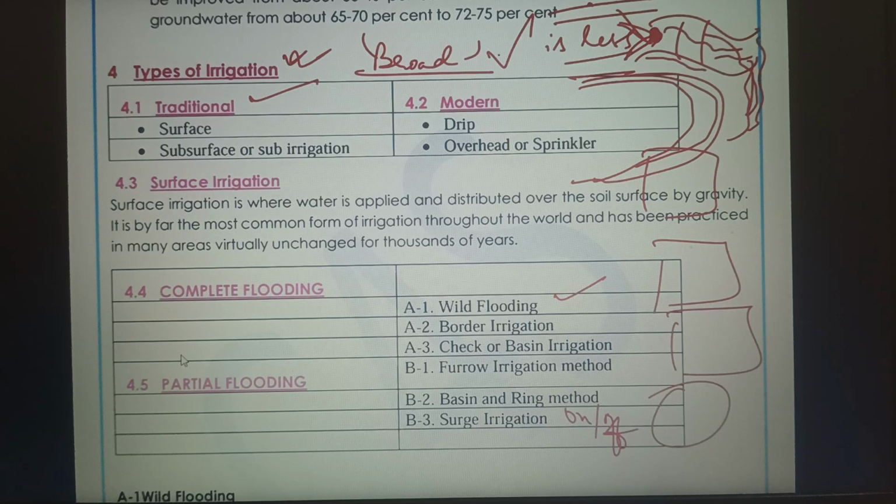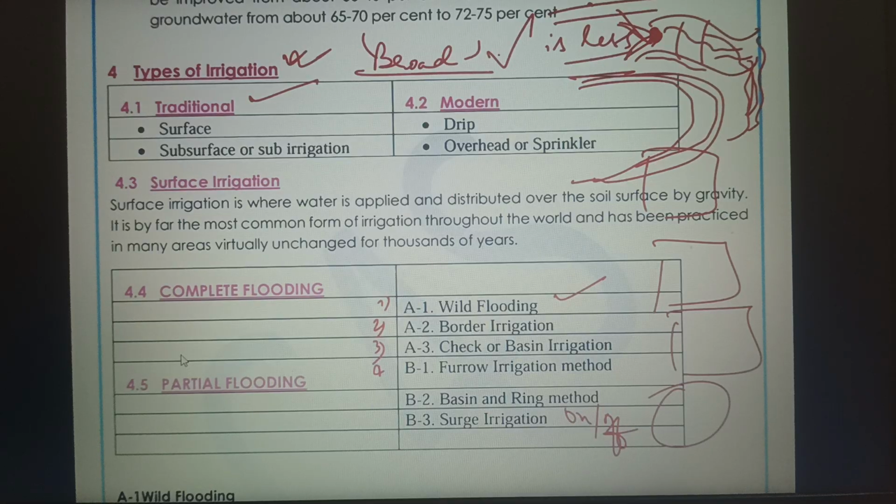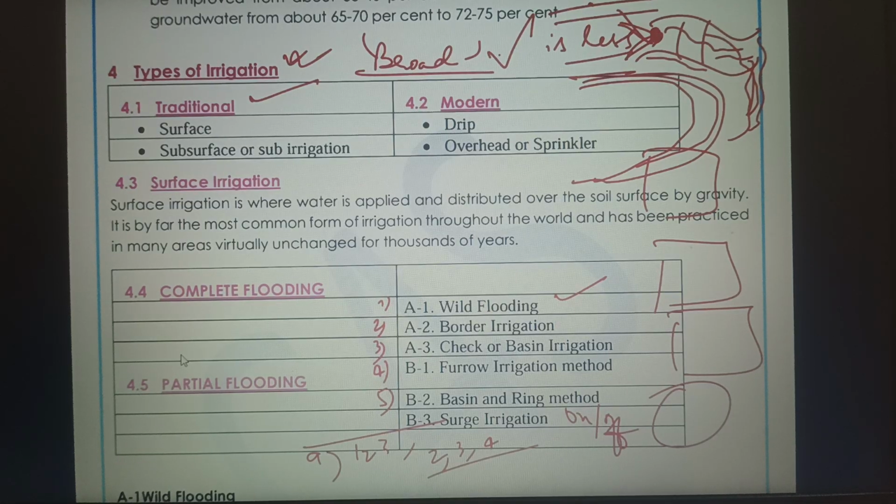So they can give you a question from here, very simple, that which of the following is not an example of complete flooding. They will give you option number 1, option number 2, option number 3, option number 4 from here and option number 5 also from here. And now they will ask you whether 1, 2 and 3 are correct, or 2, 3, 4 are correct. In this way they can ask you the question.